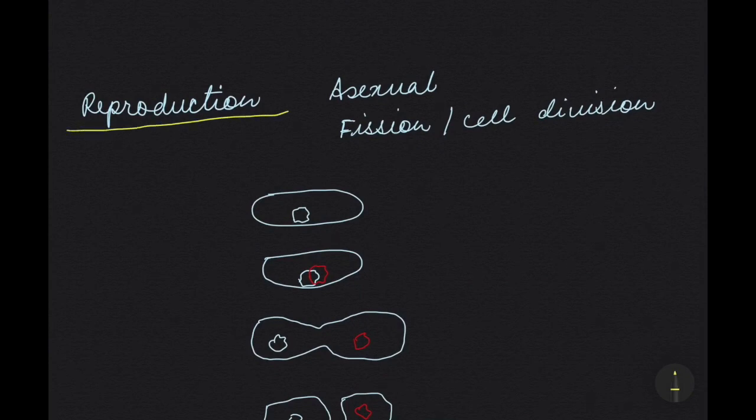Now there are no sexes in bacteria, that is, there is no male or female. So the only way they can reproduce is asexual. Asexual means where sexes are not required. So how do they reproduce? By a process which is known as fission or cell division.